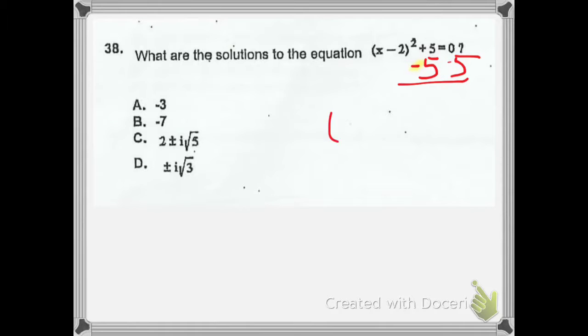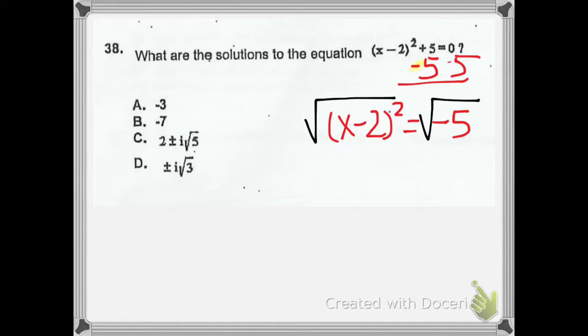So that's going to give me x minus 2 squared equals negative 5. And then you want to take the square root of both sides because you want to eliminate the square. So if you take the square root of a negative, you know you're going to have an imaginary solution. Also, if you look at this, what's under the radical? 5. So you would say the answer would have to be C.